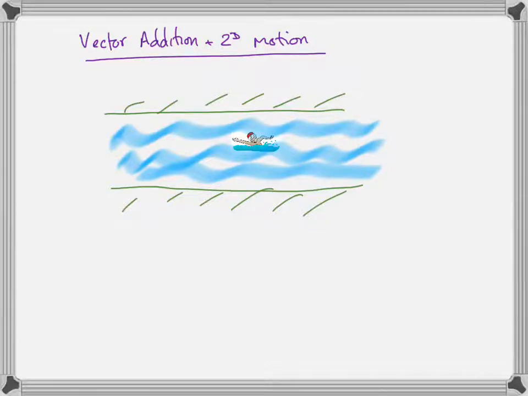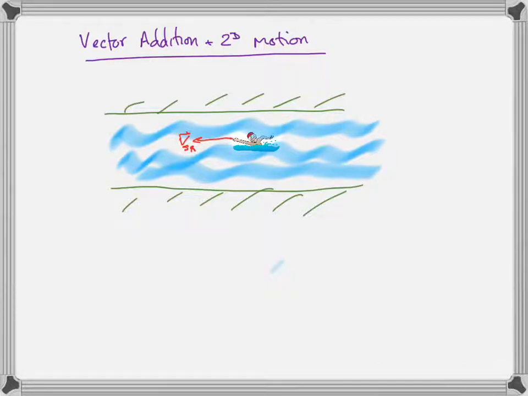Okay, let's talk about a velocity addition example that also allows us to transition into two-dimensional motion. Let's think about a swimmer in a river. Let's say that swimmer can swim at a velocity of v swimmer relative to the river, V_SR. That's how fast the swimmer swims relative to the water.